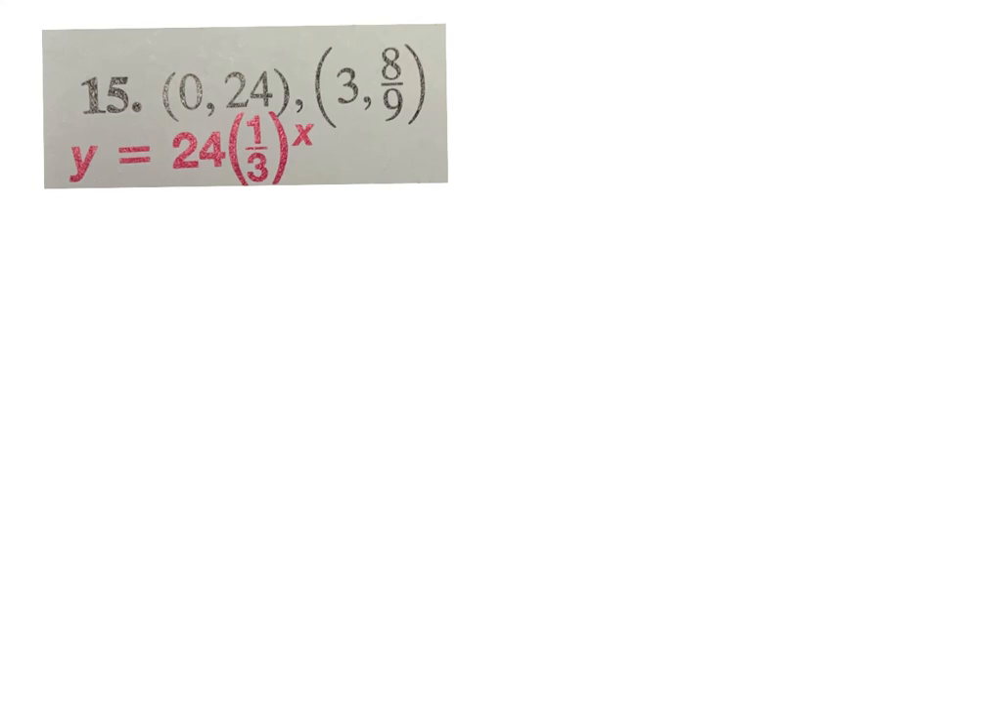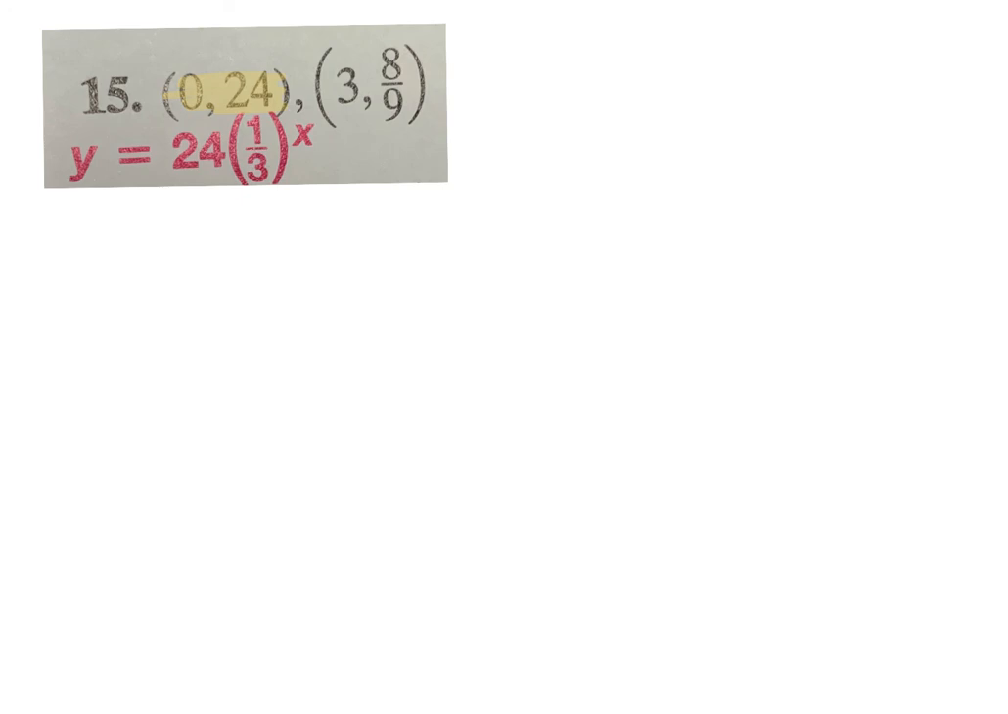When they give you 0 and a number, they are giving you your initial condition. Because if you were to put 0 into the exponent, what is anything to the 0 power? 1. So you just end up with a equals that y. So if they give you 0, they are telling you what your a is.